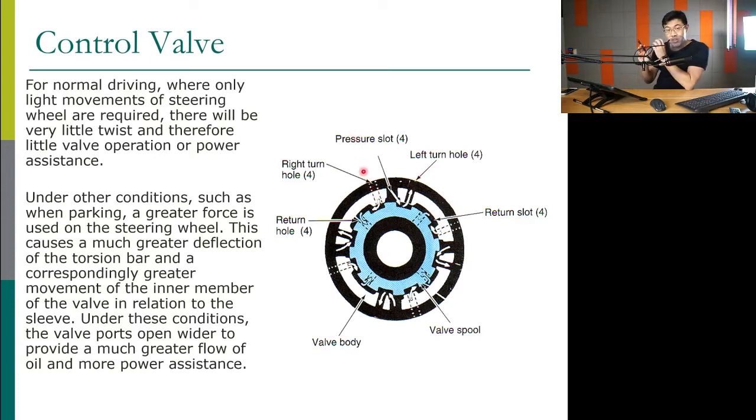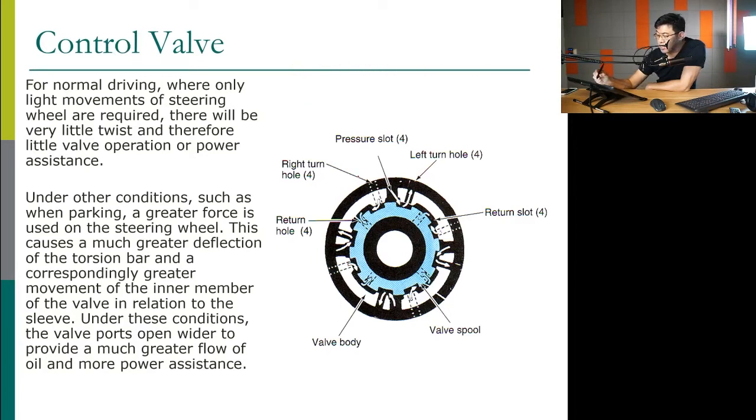Okay, so if the torsion bar twists, the two sleeves in the valve will do this. So the valve or the inner sleeve will close this passage. So now what happens is that the pressurized fluid, instead of going this way and that way, will go only this way. So it will go to the left turn. It will push the rack going to the left, and then the return on another side of the cylinder.